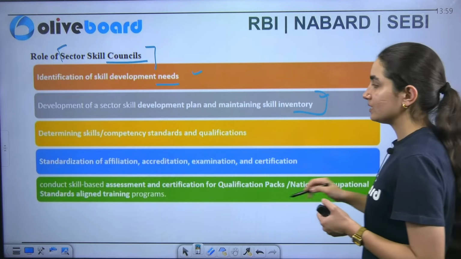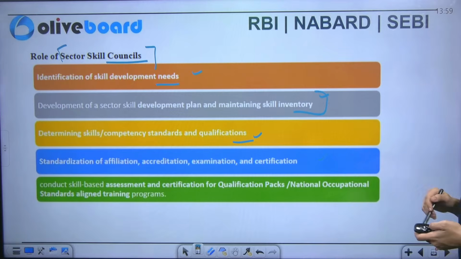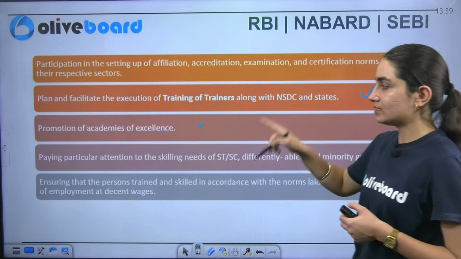Determining skill competency standards in the qualification, standardization of affiliation, accreditation, examination and certification. Then we have to conduct skill based assessment and certification for the qualification packs, with national occupational standards aligned with the training programs. Along with that, we have participation in the setting of affiliation, accreditation, examination and certification norms for the respective sector. This is another work of it. Along with that, it also trains, plans, facilitates and executes training of trainers, along with the National Skill Development Corporation, and the states are also involved here. Promotion of academies of excellence is also one of its works.